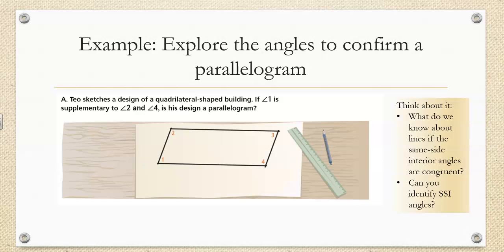Teal sketches a design of a quadrilateral shaped building. So it's got 4 sides. If angle 1 is supplementary to angle 2 and angle 4, and we figured out that those must be the same, but if they're supplementary, is his design a parallelogram? I've put a lot of these think about it's over here because we have so many things going on. It helps to write down things that we know and we want to know and some strategies that we know are true. So what do we know about lines if the same side interior angles are congruent?